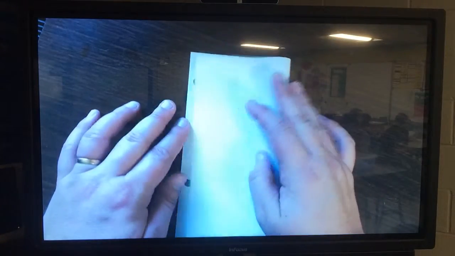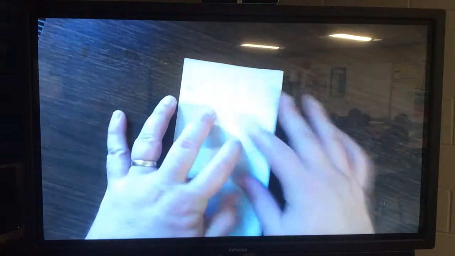So I'm going to set the microphone down. Hopefully you can pick me up. Let me double check something real quick, make sure it's actually recording, and it is. So the first thing I'm going to do with this piece of paper is fold it in half.